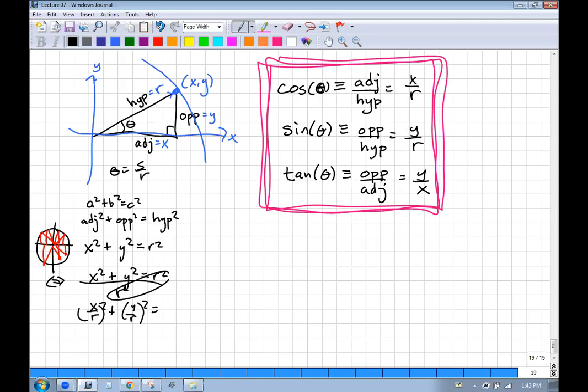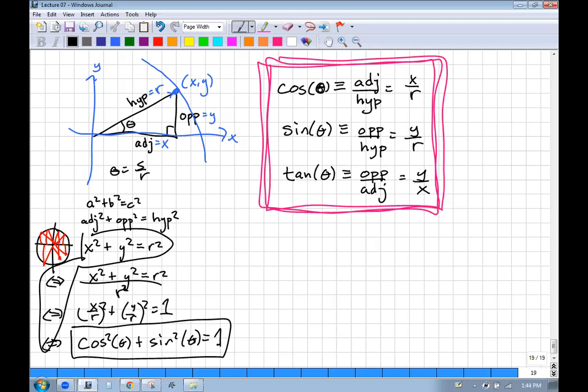But x over r is cosine. Y over r is just sine. This is the Pythagorean theorem. It's equivalent to that. All I've done is scale it down. This is a circle of radius r. I shrunk it to the unit circle.